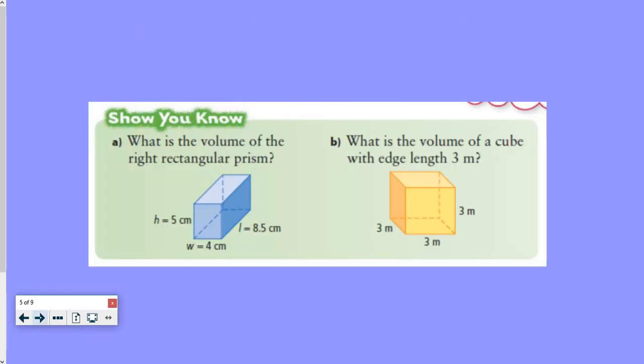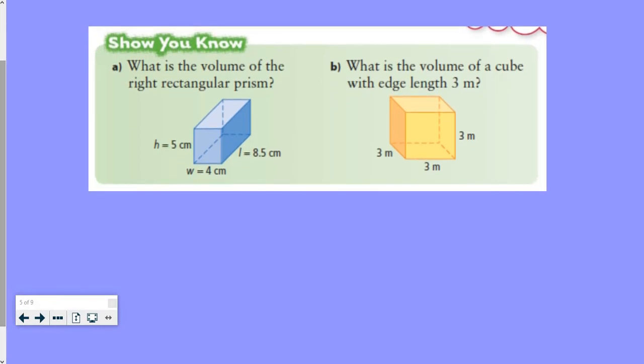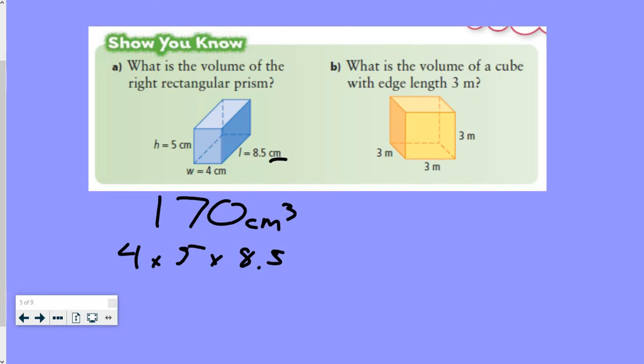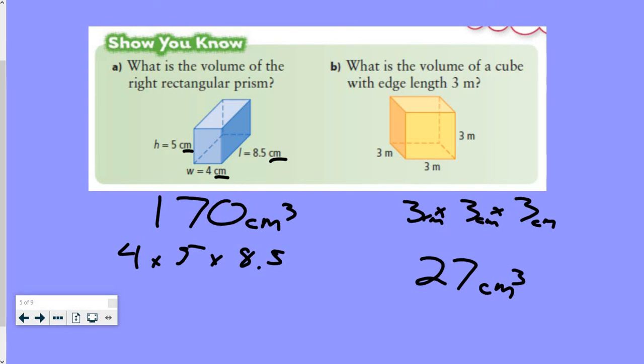So what is the volume of the rectangular right prism? You should be able to do this at home. I'm going to do it here and just post the answers. This answer is 170 centimeters cubed, because again, 4 times 5 times 8.5, and there's 3 centimeters. The next one equals 27 centimeters cubed. If you're not sure how we got to that, please come see me.